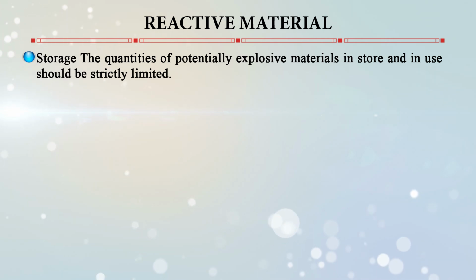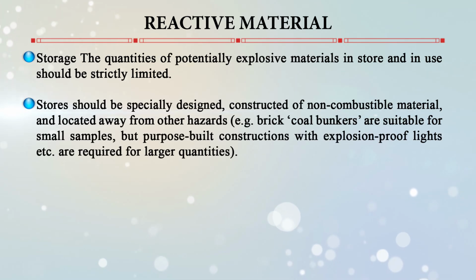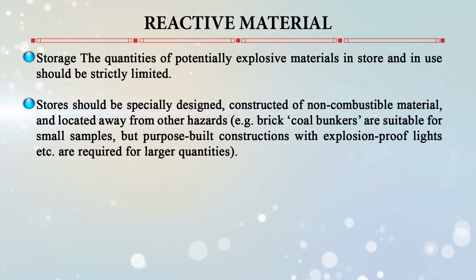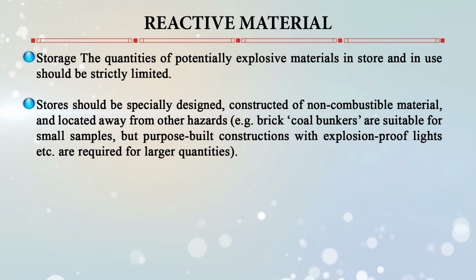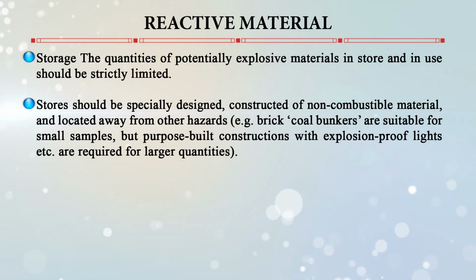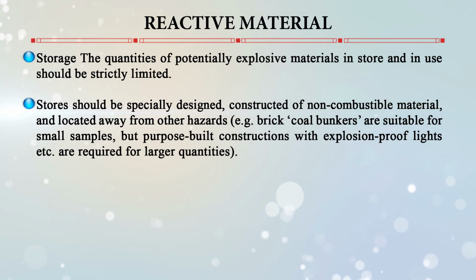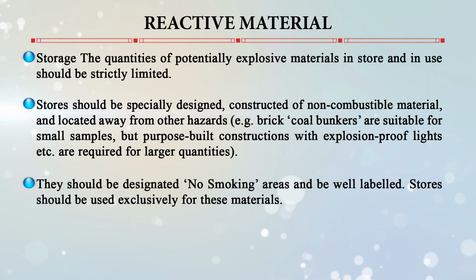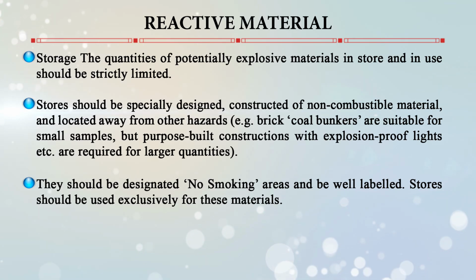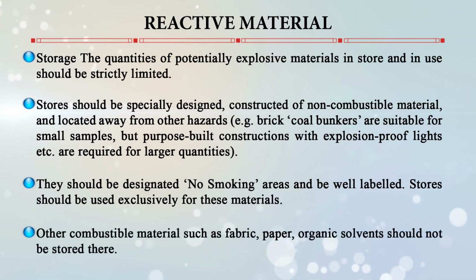That means the procedures have to be given to the employees before using these chemicals. And also the stores should be especially designed and constructed for the non-combustible materials, and located away from the other hazards like brick coal bunkers, which are useful for the small samples, but also purpose-built constructions with explosion-proof lights like this are required for the larger quantities. They should be designated no smoking areas, well labeled, and stores that have to be used exclusively for these materials, and other combustible materials like fabric, paper, organic solvents should not be stored there.